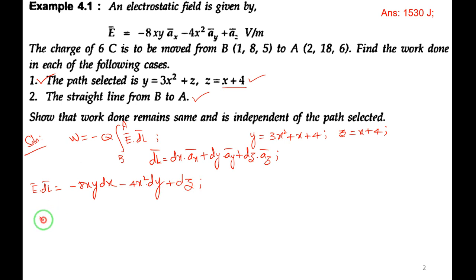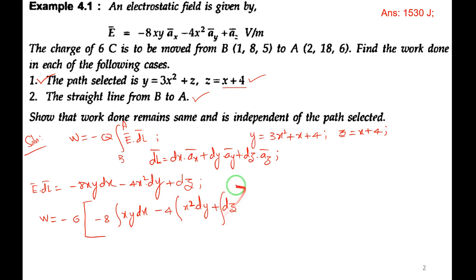Then we will apply the formula, W is equal to minus Q, Q is 6 coulombs, open bracket, integration of E dot dl. We will split up the integral into the first term, second term, and third term. First I will take minus 8 outside, integration of xy dx. Then minus 4 is taken out, integration of x square dy, plus integration of dz. Call this equation 1.